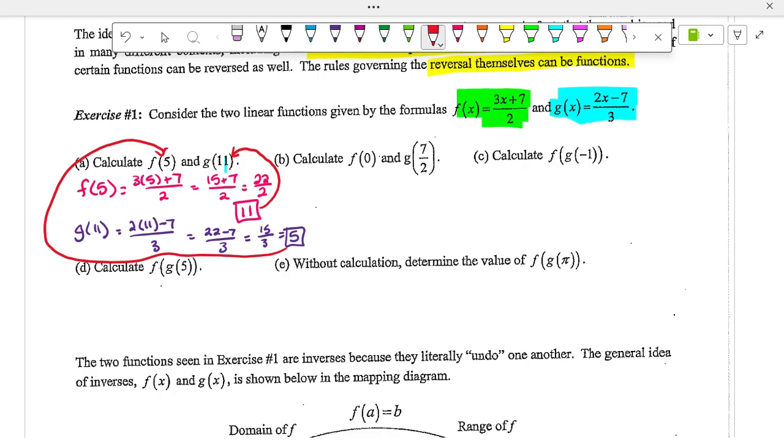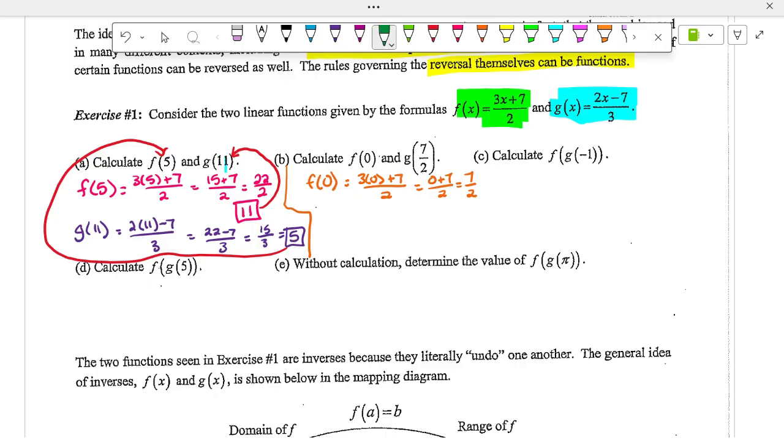All right. Let's try another one, but we'll do this one together because it's a little weird. So, f of 0. Someone raise their hand and tell me how I would set up to solve for f of 0. Anna. 3 times 0 plus 7 over 2. 3 times 0 plus 7 all over 2. So what's 3 times 0? 0. Plus 7 over 2, so that would be 7 halves. 0 plus 7 is just 7 over 2, and we just leave it like that.